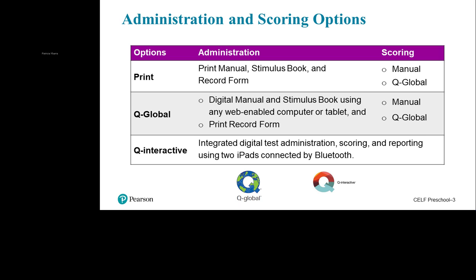The Q-interactive option is an integrated digital system for test administration, scoring, and reporting using 2 iPads connected via Bluetooth. The CELF Preschool-3 is also available for purchase on Q-interactive. An examiner uses 1 tablet to give instructions to the child, record and score responses, take notes, and control the visual stimuli presentation, and the child uses the other tablet to view and respond to subtest items.